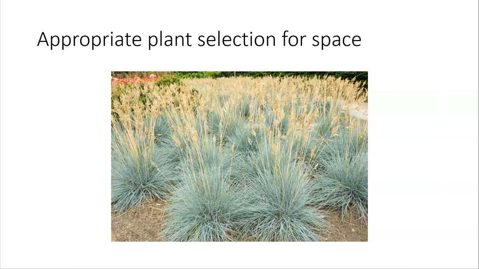Here, we've got some Festuca idahoensis, well planted, right? The on-center planting looks like about 18 inches to 24 inches on center, okay? And that is the approximate mature size of this plant. And so the space is filled very well without overcrowding.